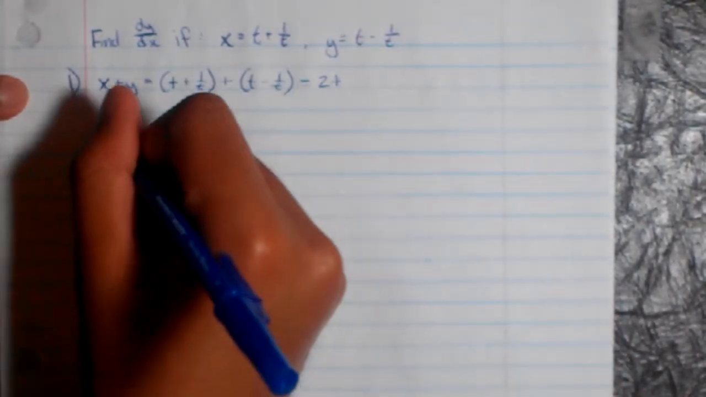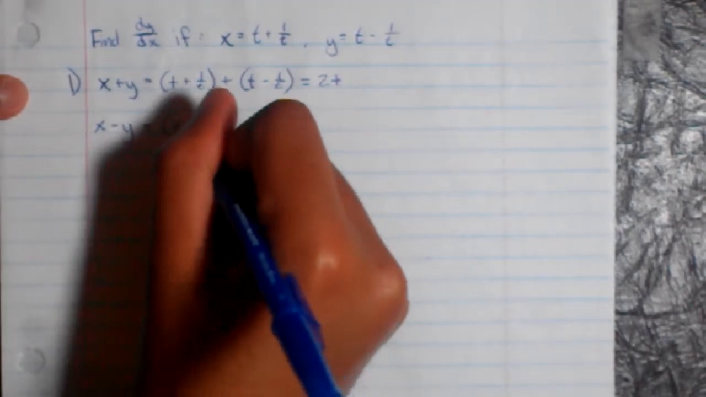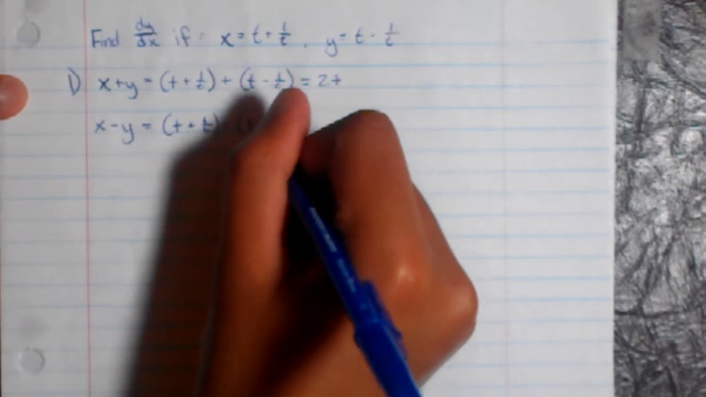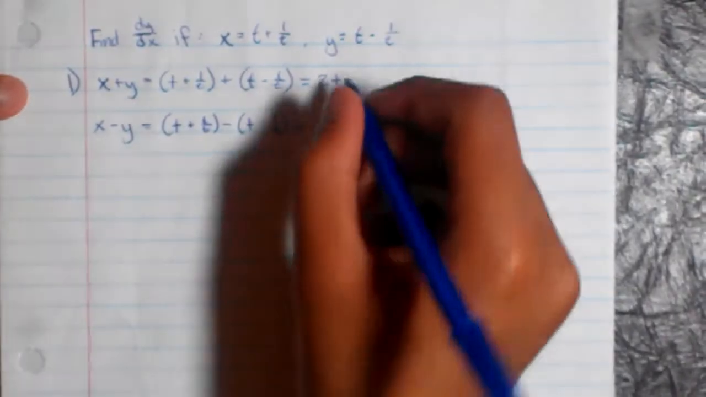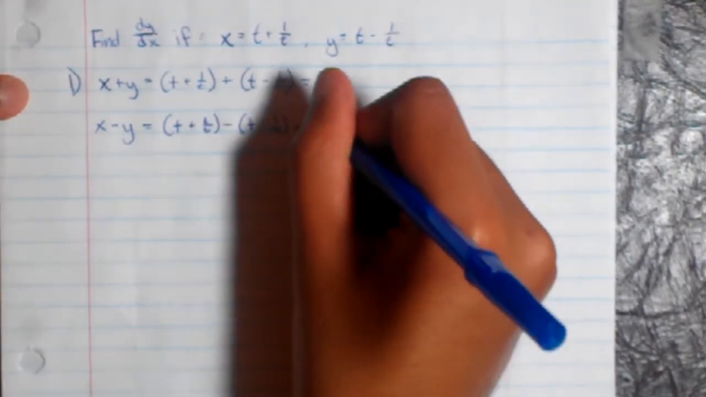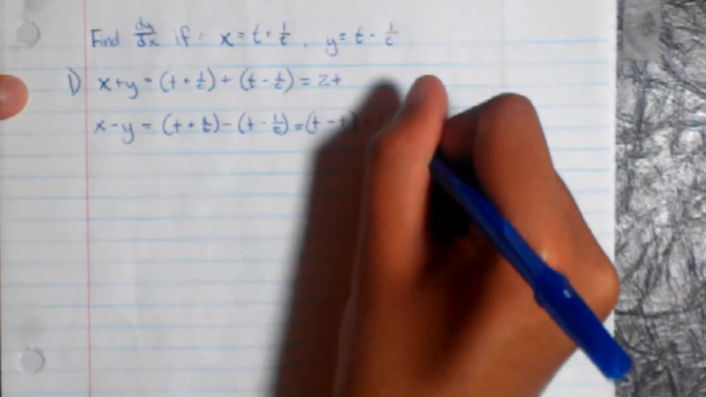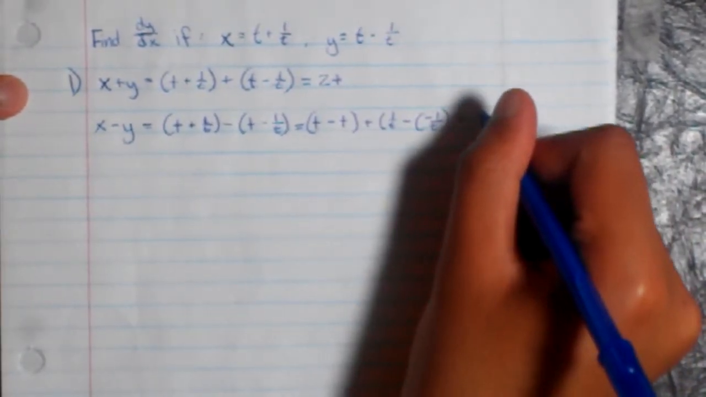And if we were to do x minus y, we would get t plus 1 over t minus t minus 1 over t. And this would equal t minus t plus 1 over t minus a negative 1 over t, which would simplify to 2 over t.